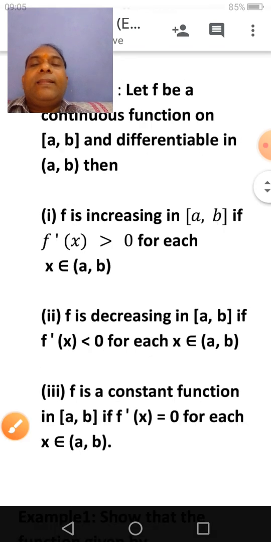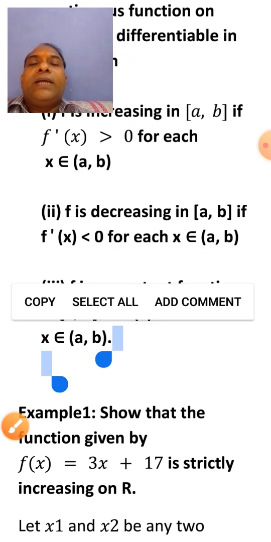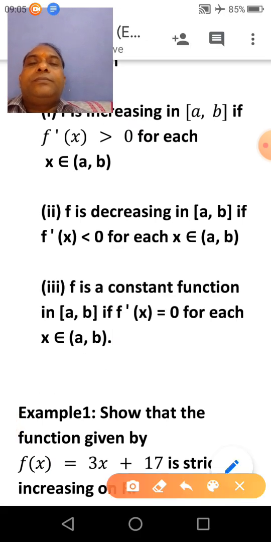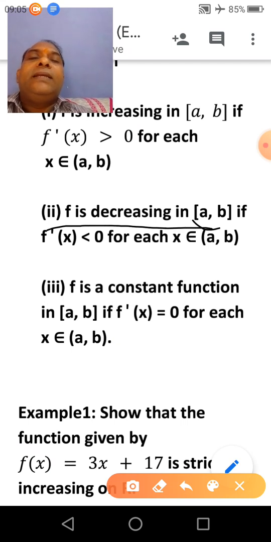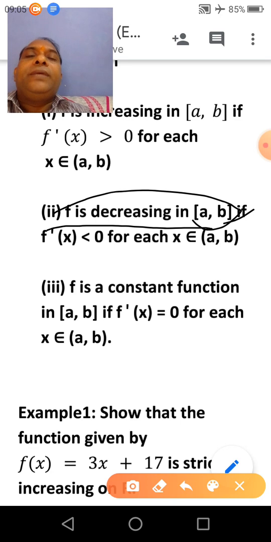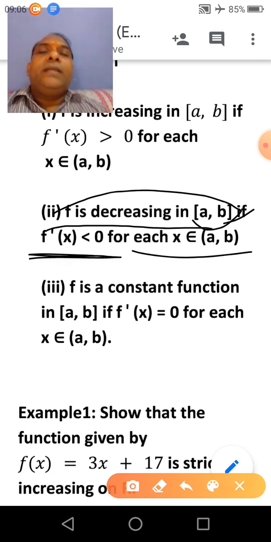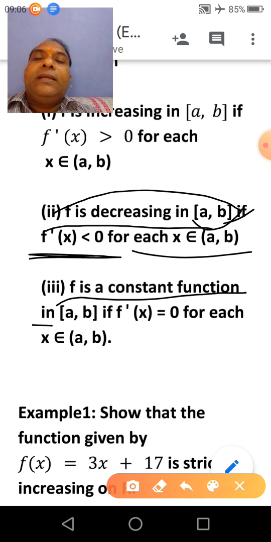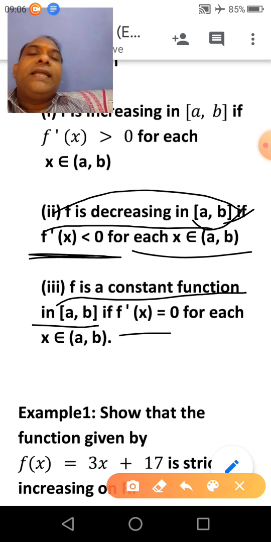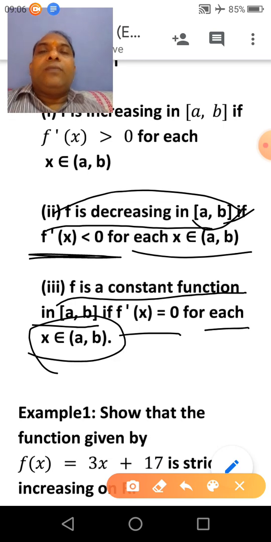Similarly, the function f(x) will be decreasing in the closed interval AB if f dash x is less than 0 for all x belonging to the open interval AB. And also f is a constant function in the closed interval AB if f dash x is equal to 0 for each x belonging to the open interval AB.